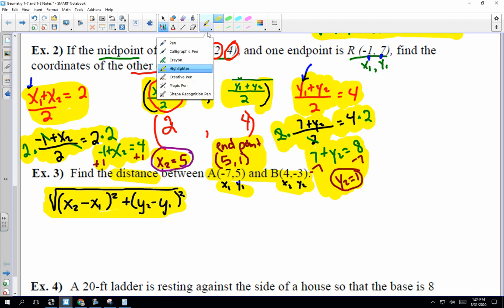All right, we're going to plug those in. So x2 is 4. x1 is -7.